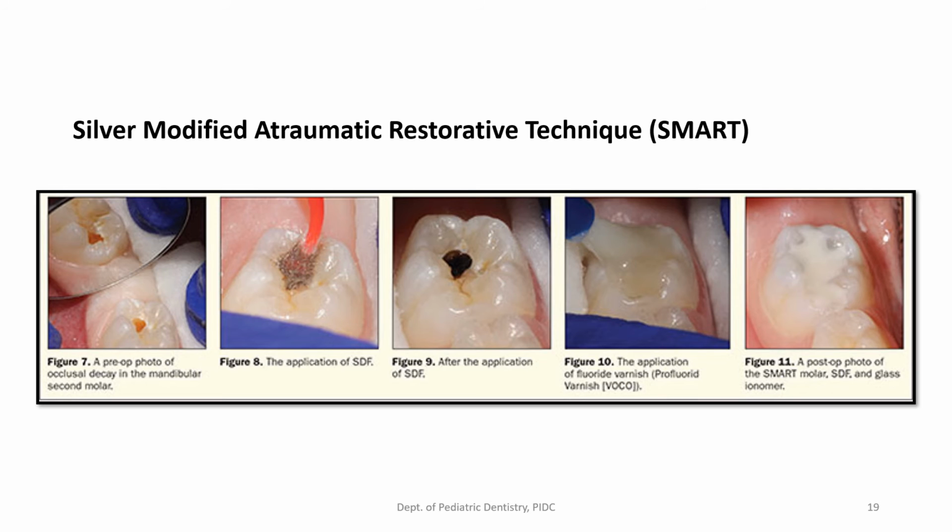So this is called the silver modified atraumatic restorative technique, and this technique you have to use smartly because don't try it for each and every case. Wherever you have an indication, the child is difficult, cannot open the mouth for a very long time, you can go ahead and use this technique. So you must know about this technique in the current clinical practice of pediatric dentistry.